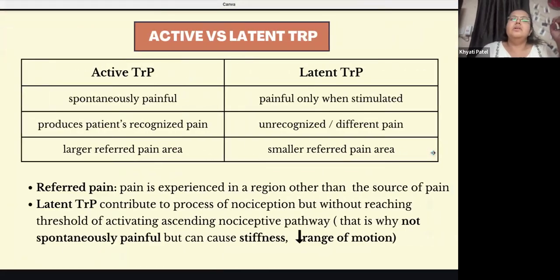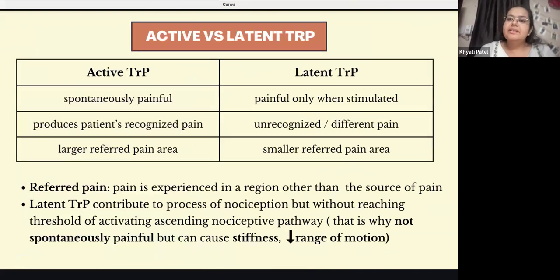Now, what is active trigger point and what is latent trigger point? So active trigger points are spontaneously painful. Latent ones are painful only when they are stimulated. The pain which is produced by active trigger point will be recognized by patient. Patient will say, yeah, this was the pain which I was complaining about. You are producing similar pain. Whereas when you stimulate a latent trigger point, patient will say, no, this is a different pain.